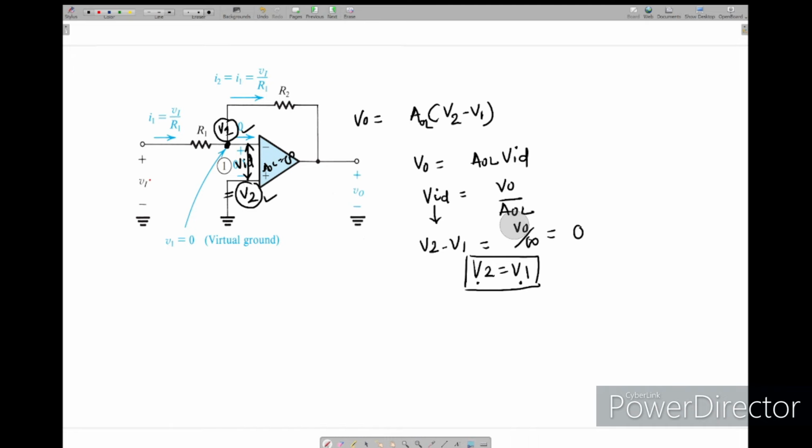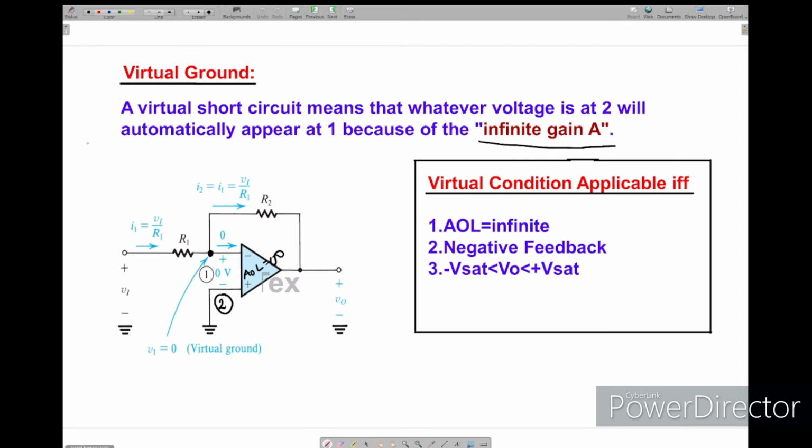Because the two voltages are the same, we can form a short here. What we mean by virtual is that it is not physically present; only by voltages are we making a short. That's why we call this a virtual short. And in which cases can we apply this virtual short?